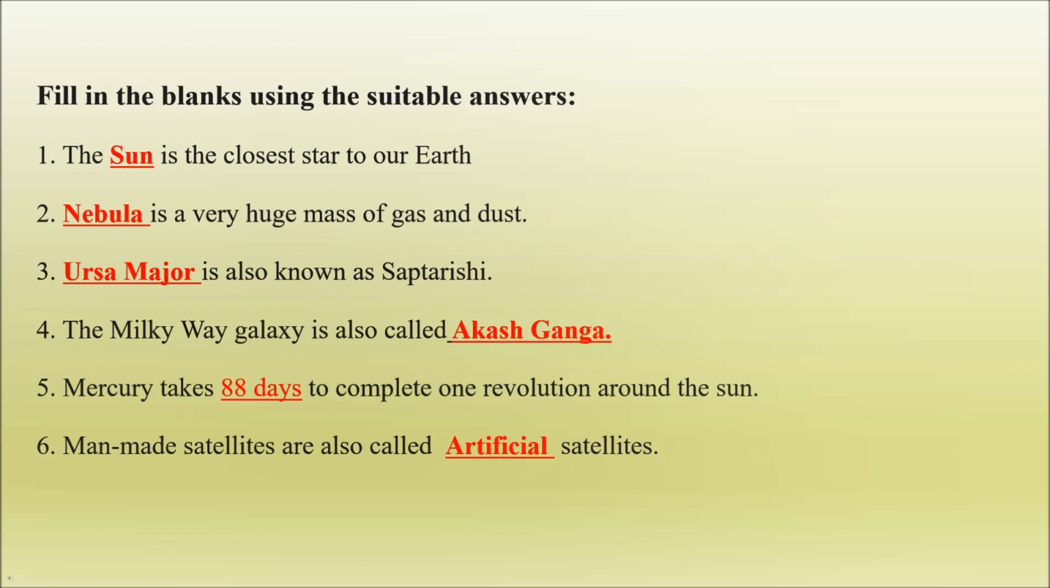Next one. The Milky Way galaxy is also called Akash Ganga. In Hindi it is called Akash Ganga. Fifth one. Mercury takes 88 days to complete one revolution around the Sun. How many days? It takes 88 days to complete one revolution around the Sun. Sixth one, man-made satellites are also called artificial satellites. So the satellites made by man are also called artificial satellites.